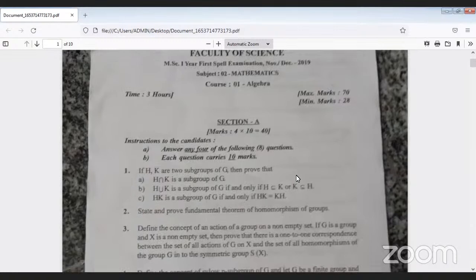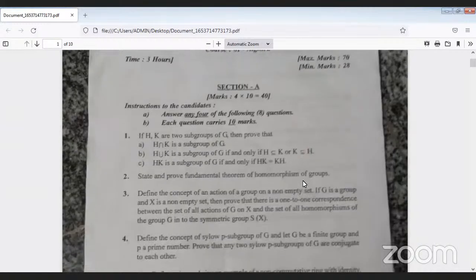This is the 2019 paper. I'm telling: H intersection K is a subgroup of G. H union K is a subgroup of G if and only if H is a subset of K or K is a subset of H. HK is a subgroup of G if and only if HK is equal to KH. I already told. Told or not? Yes, sir. This is a two group. Fundamental theorem of homomorphism of groups.